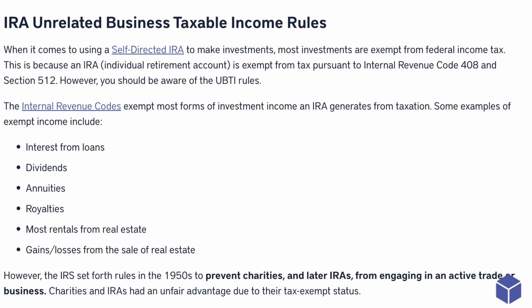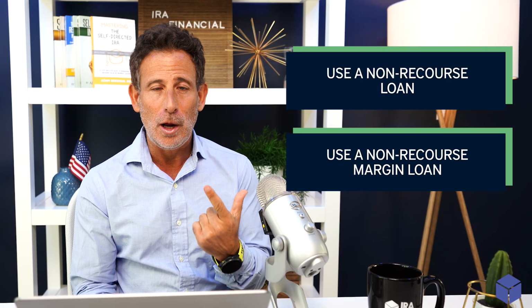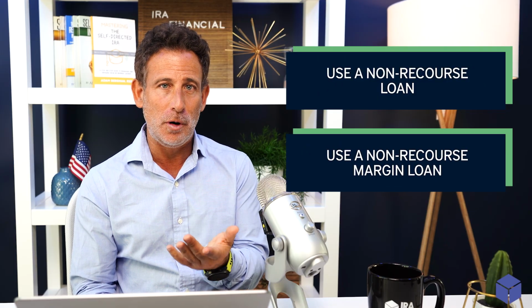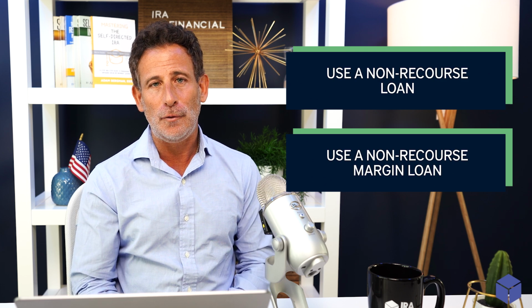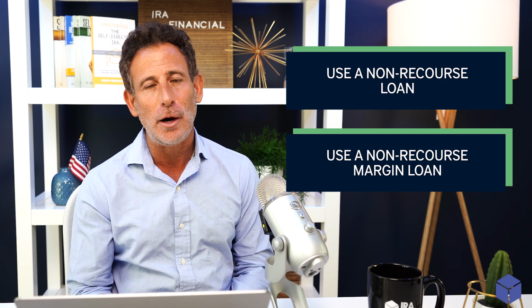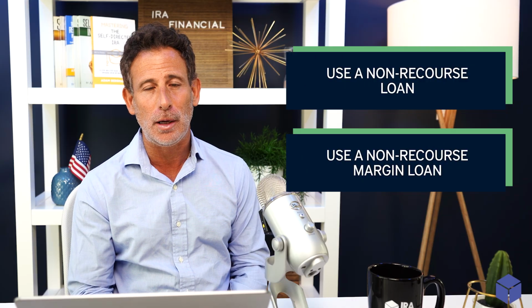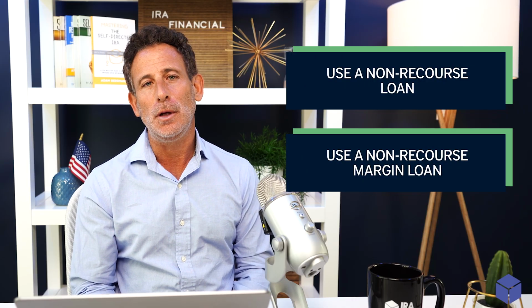It's only triggered in 3 instances. That's the good news. In most cases, all passive investment income from an IRA, like capital gains, interest, dividends, royalties, rental income, is exempt from taxation. Thank God, right? But here are 3 ways UBIT can get triggered. Use a non-recourse loan to buy real estate. Use a non-recourse margin loan. And why do I say non-recourse? Because the prohibited transaction rules that I previously mentioned do not allow a disqualified person, me, to personally guarantee an obligation on my retirement account. So that is why the loan must be non-recourse.